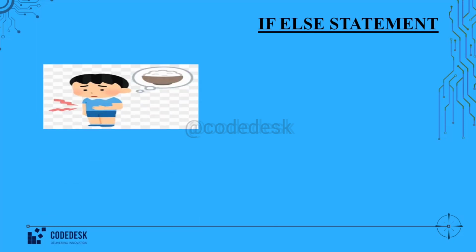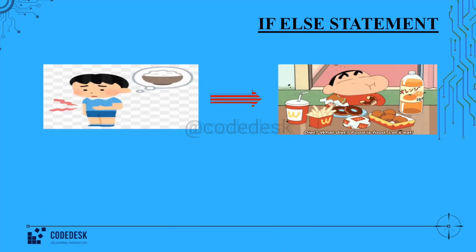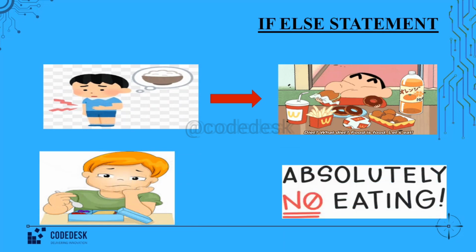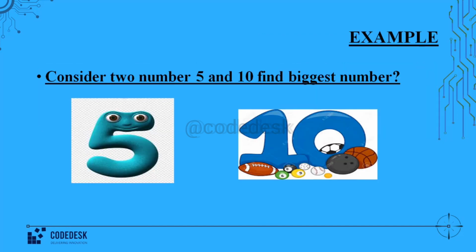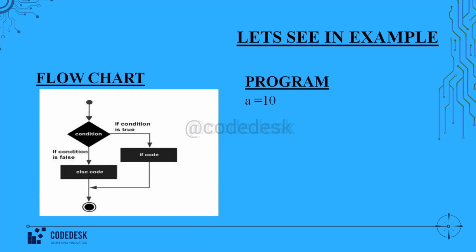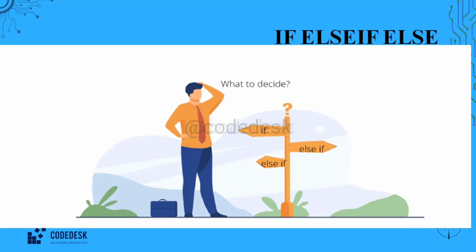So if you are hungry, you are going to eat something. If you are not hungry, what will you do? You will absolutely not eat. Like that, if the if condition provides a false result, it will move towards the else block. For this also we had seen the program.